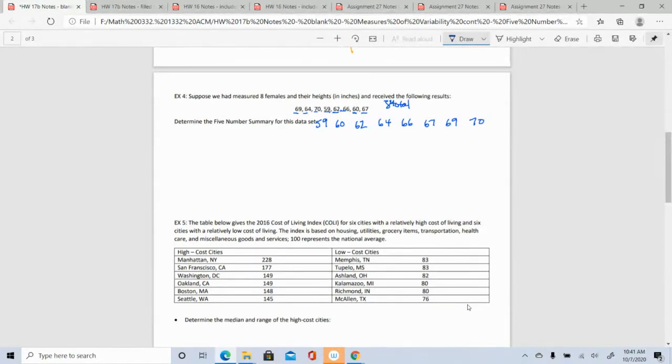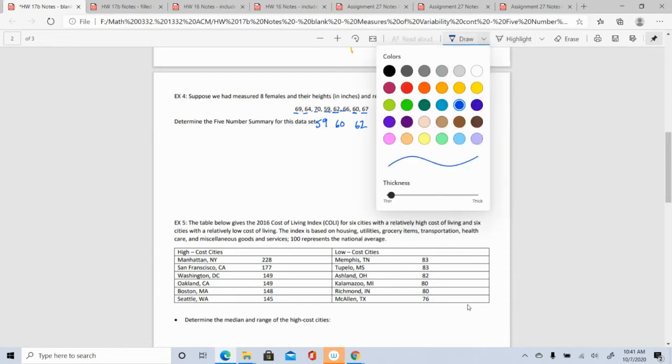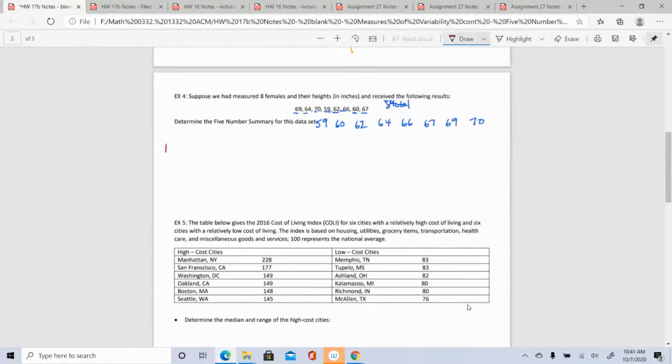Okay, so now that we've got it in order, the first thing we're going to do is find the median. Now, I kind of thought about skipping this one because it's a lot like what we just did. So I'll tell you what I'm going to do: if you're watching this on video, pause it and try to work this out, and then I'll show the other part of this. So for you guys, let's just talk this through. First thing you would do is find the median.